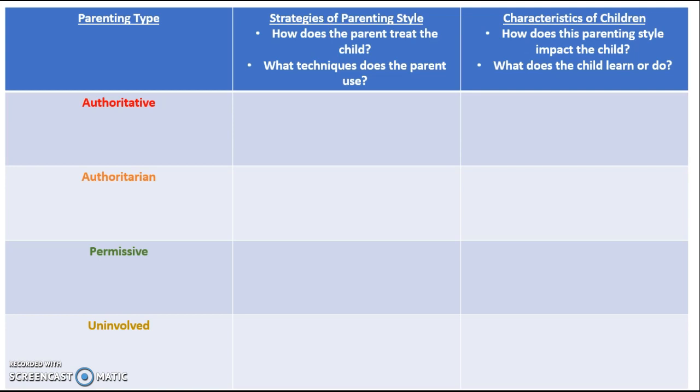Does it make the child more confident? Is the child more shy as a result of it? What does the child learn or do? Does the child learn to maybe act out a little bit more, maybe not be as truthful? Does the child learn to maybe resent their parent or not trust their parent? Different things like that. And again, you'll see these in all 4 types. You'll see some similarities and some differences.